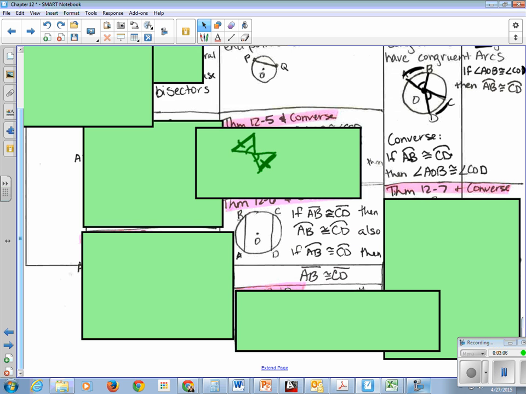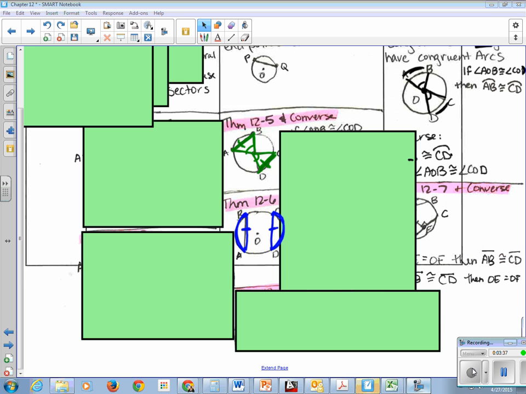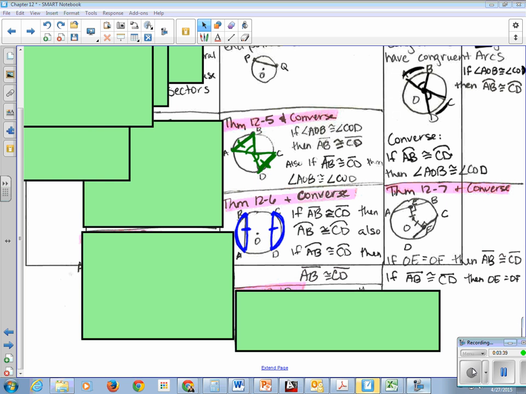All right, theorem 12-6 and its converse. Check this one out. If AB is congruent to CD, then arc AB is congruent to arc CD. And the converse of that is true. If the arcs are congruent, then the line segments are congruent. All right, theorem 12-7.